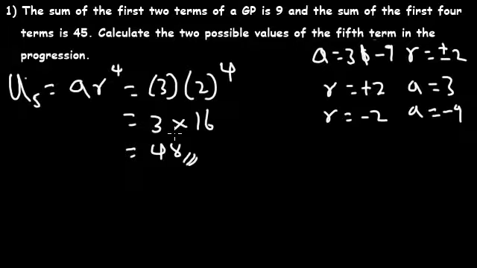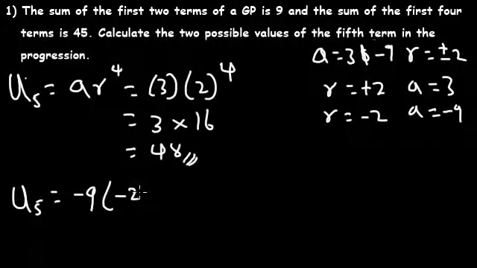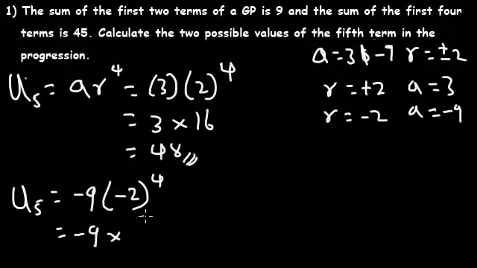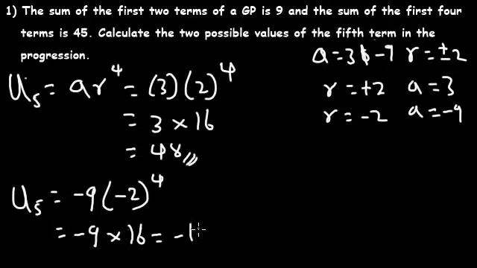So that is u of 5 when r and a are positive. Now u of 5 when r and a are negative, we have the value of a, which is minus 9, multiplied by r, which is minus 2, to the power of 4. We have minus 9 times minus 2 to the power of 4, which is 16. We'll multiply with minus 9, then we should get negative 144. So this is the second value of the fifth term. And that gives us the solution to this example number 1.